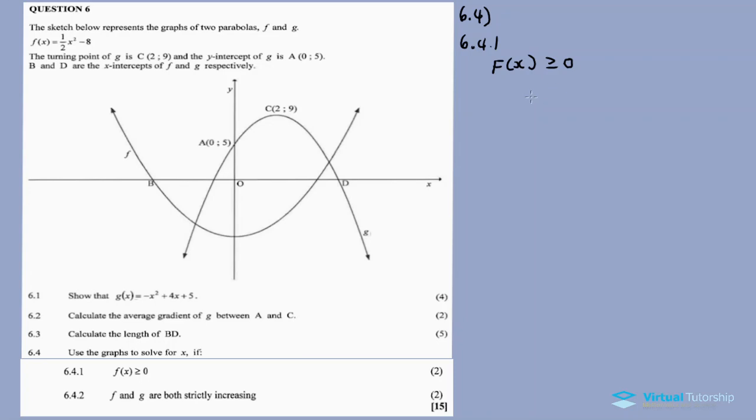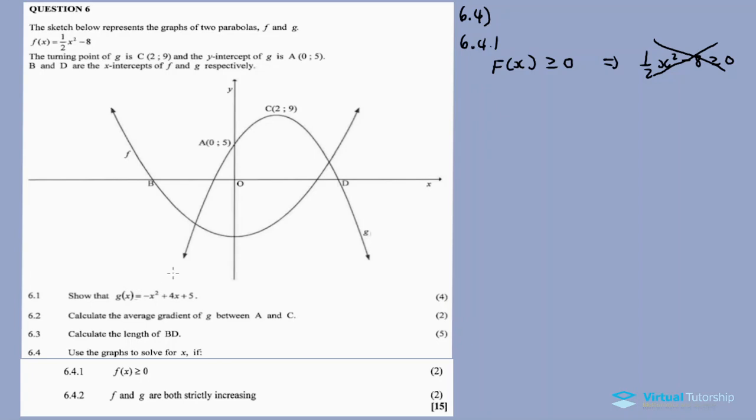Back to f of x, where I put 1 over 2 x squared minus 8 greater than or equal to 0. Then using algebra, the graphical method or the number line method, we would solve this quadratic inequality. But in our case, we don't solve it algebraically. We use the graph to find our solutions, or our values of x.